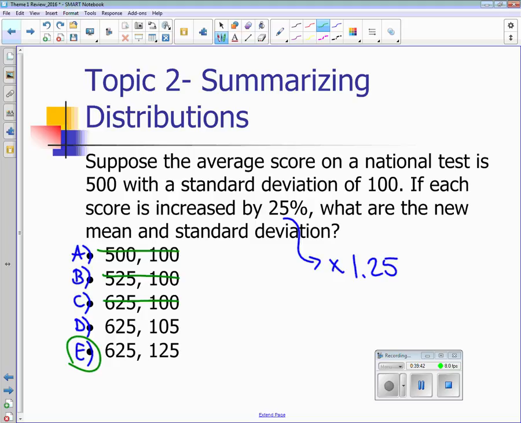If you are increasing, you add it to 1. So you're adding 25% or 0.25 to 1. If it was decreasing, you'd subtract it from 1. So if it was decreasing by 25%, it would be 0.75 that I'd multiply by. Good question.